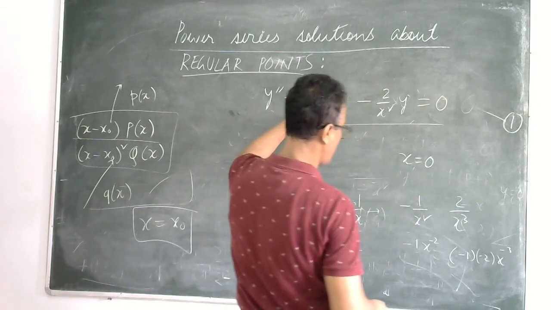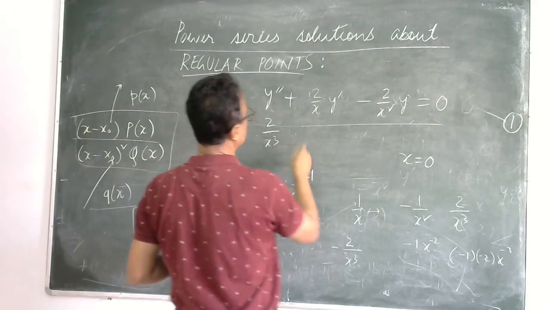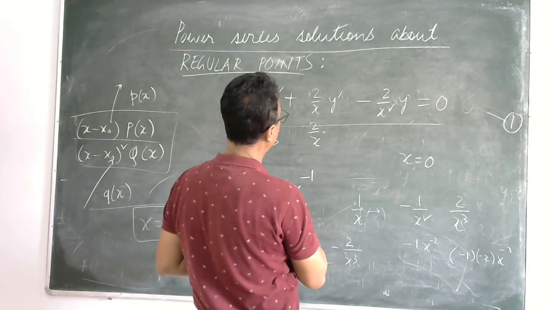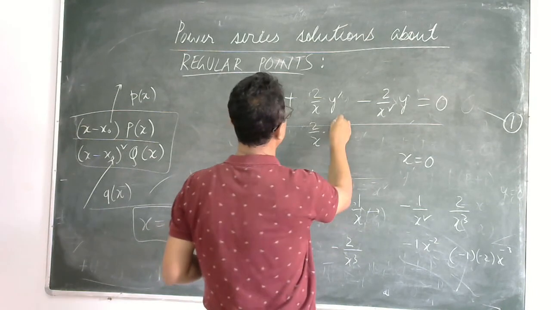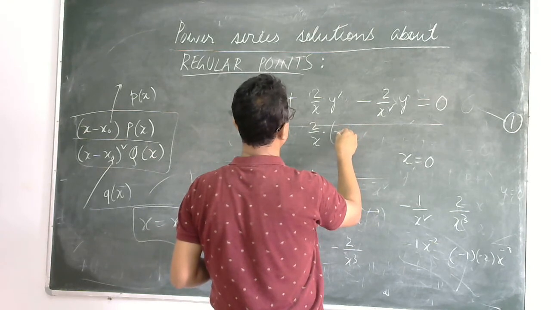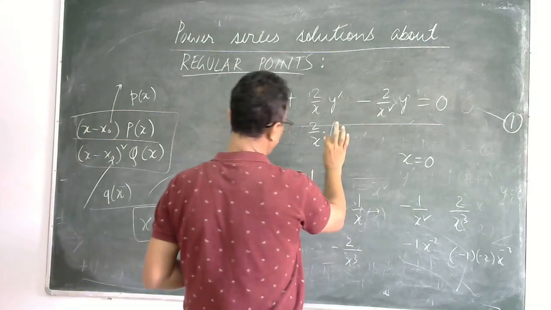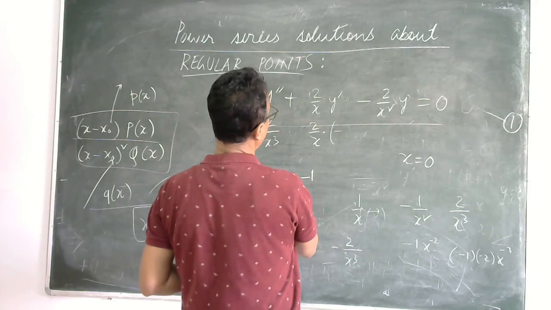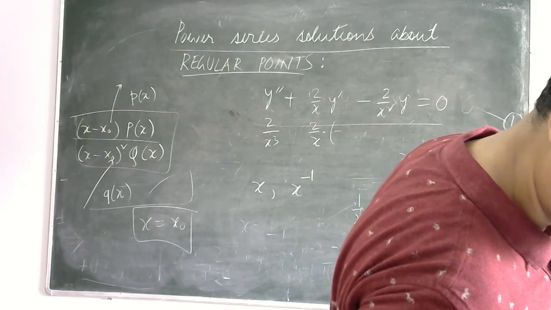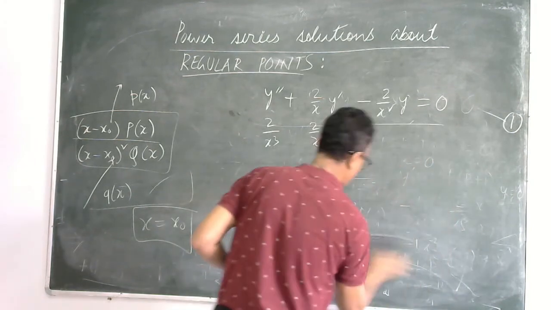So then y prime, this is 2 by x cubed, this is 2 by x into what? Adding both makes y double prime plus 1 by x y prime minus 1 by x squared y equals 0. Then x and 1 by x will be solutions. This satisfies, right? Am I taking the equation correctly? Minus 2 by x. Okay, fine. It will satisfy.